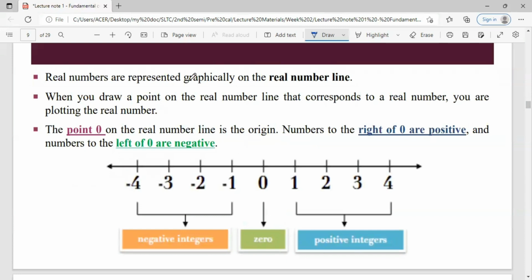Okay, here you can see real numbers are represented graphically on the real number line. I think you already know the number line. So we know that we can represent the real numbers on a real number line.